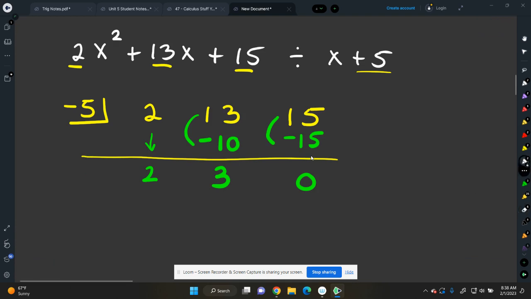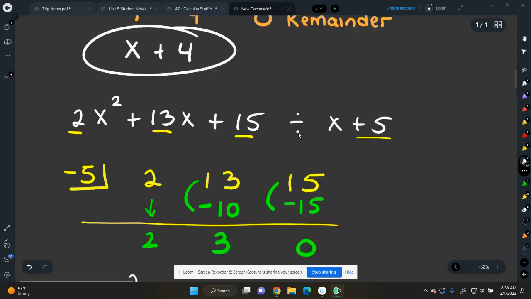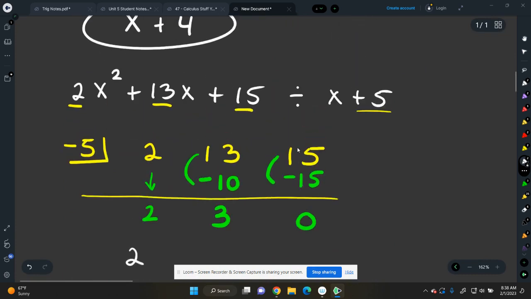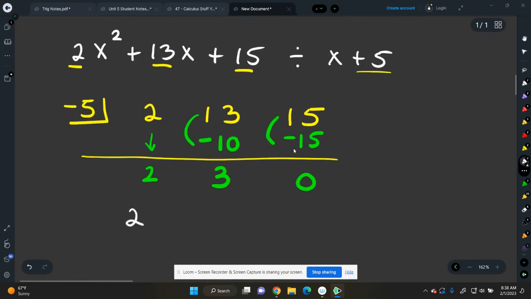So our answer. This one's different. That first number is a 2. All the others, it was a 1, right? So this is 2x to the what power? To the first. It's always going to be 1 less than that one. This is to the second, so my answer is going to be to the first. Plus 3.